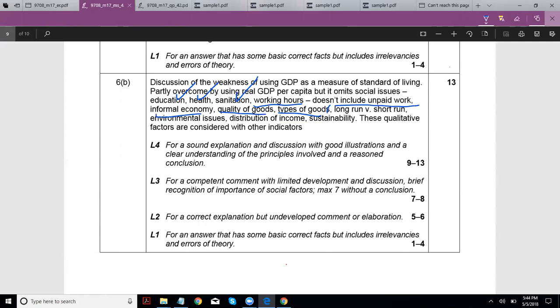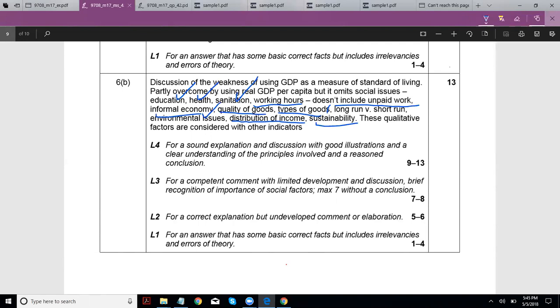The thing here is that since GDP is only looking at the monetary value of goods, maybe the prices are the same, but the quality has gone up, which indicates that your standard of living has gone up, but the GDP won't increase, so it won't be that good of a measure. Types of goods we in fact talked about, with defense, capital, consumer goods. We've talked about environmental issues. We could have also talked about distribution of income because sustainability is basically linked to resource depletion. We talked about that too. What do you guys think they mean by the short run versus the long run?